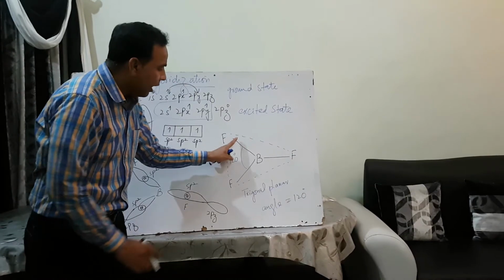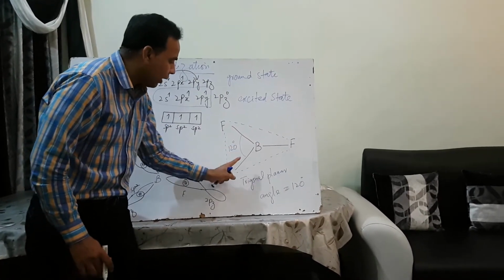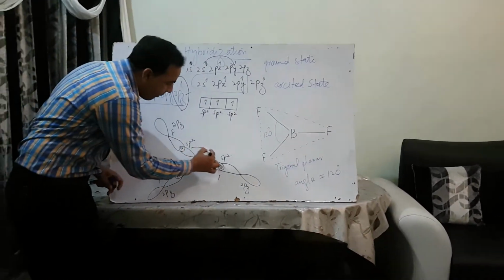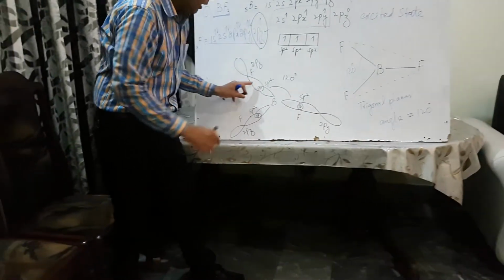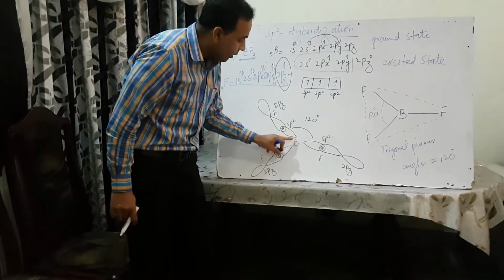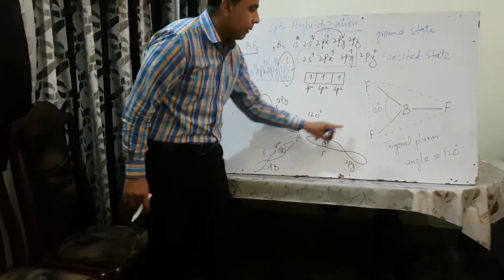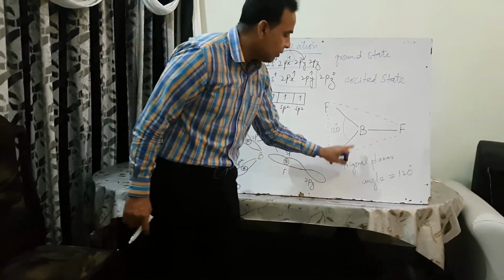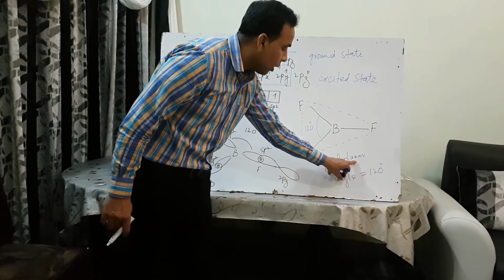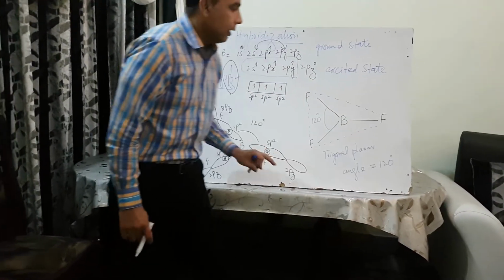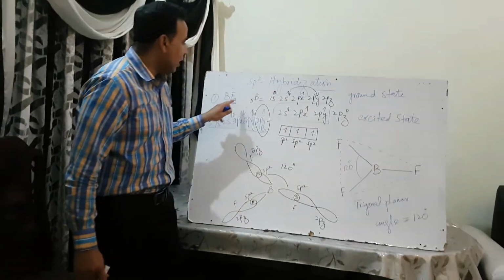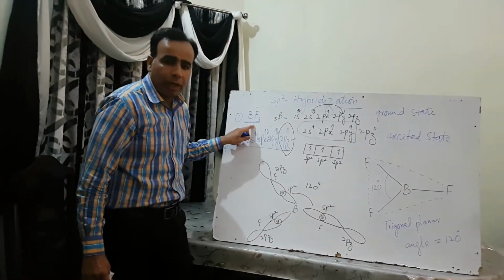This is the overall structure of boron trifluoride, and the bond angle between the fluorine, boron and fluorine atoms is 120. Its structure is trigonal planar and its bond angle is 120. This is the structure of boron trifluoride.